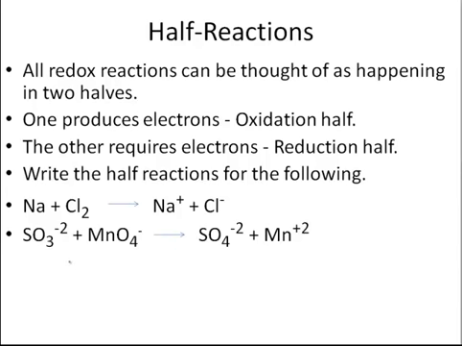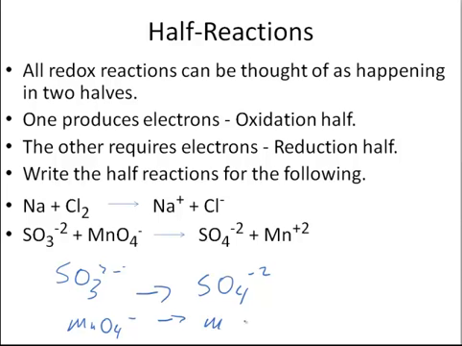All right, in this one, so we've got SO3 2-, and that's going to yield SO4 2-. So there's one half, and then the other half would be MnO4- and Mn2+. Okay. Now don't worry right now about the fact that there's no oxygen over here on this side, and that the sulfurs are balanced and the oxygens aren't balanced. We're going to wait till I teach you the rules of balancing redox. But just being able to split these in half is a skill that's important.